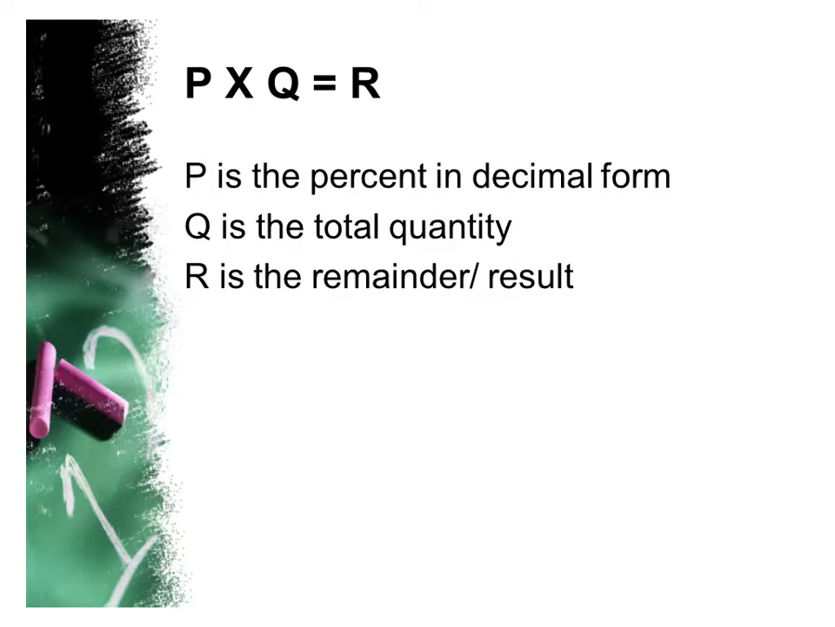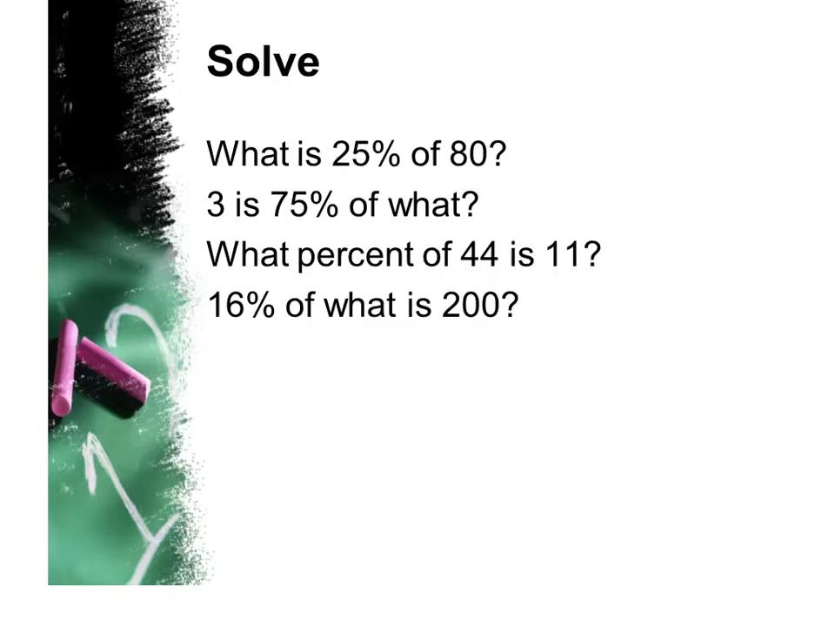The first thing we want to talk about is a very important formula. It's called P times Q equals R. We did this in the first week of school with our foldable. P is the percent in decimal form, Q is the total quantity, and R is the remainder or the result. So let's try a few examples.